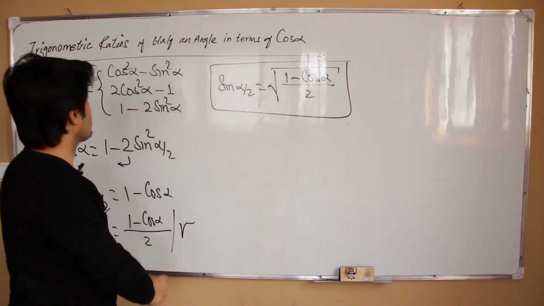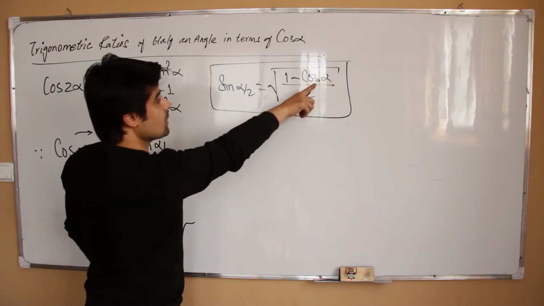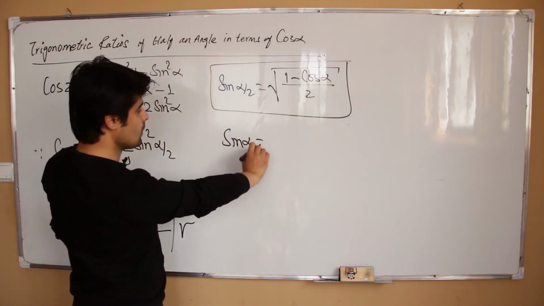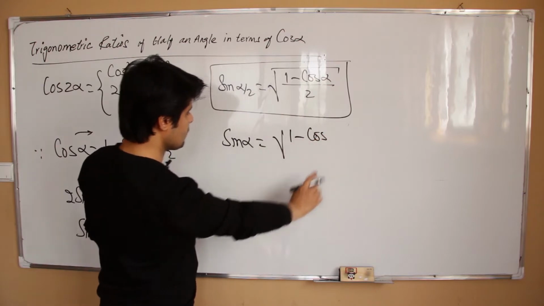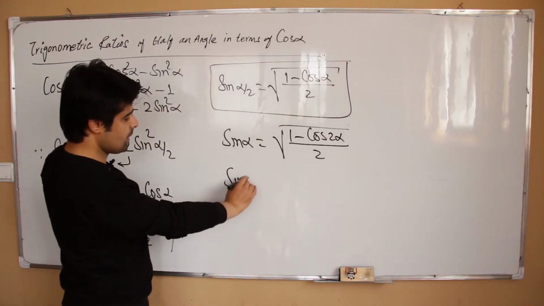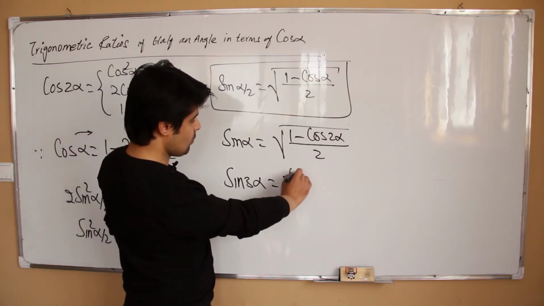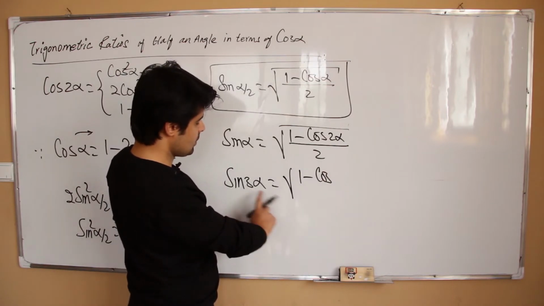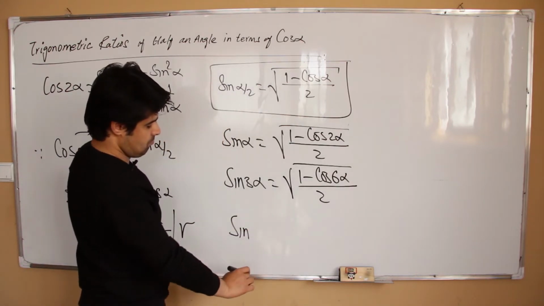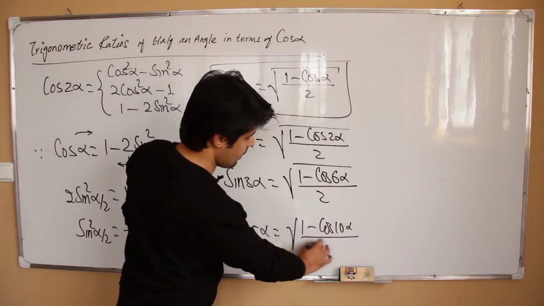This is the definition for what? Half an angle in terms of cosine alpha. If this one is alpha by 2, this is twice the form, 2 alpha. If this one is alpha, so this one should be 1 minus cosine of 2 times this one, which is 2 alpha divided by 2. If this one is sine of 3 alpha, now in terms of cosine of double alpha, it would be 1 minus cosine of double of this one, it is 6 alpha by 2. If this one is sine of 5 alpha, so 1 minus what? Cosine of 10 alpha by 2.